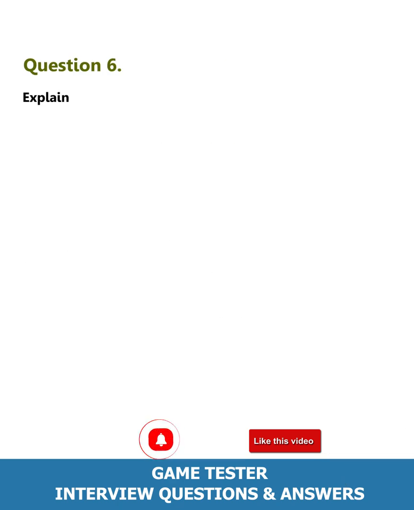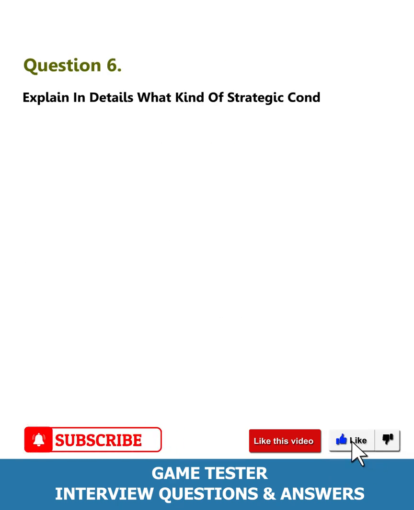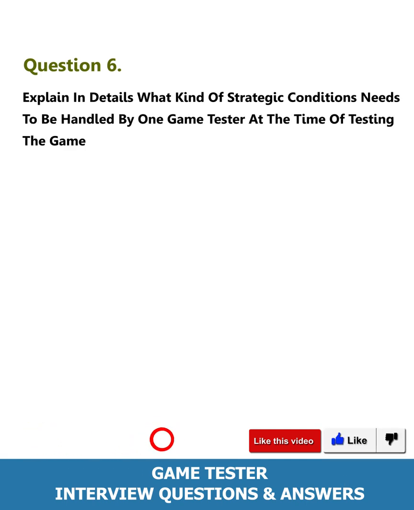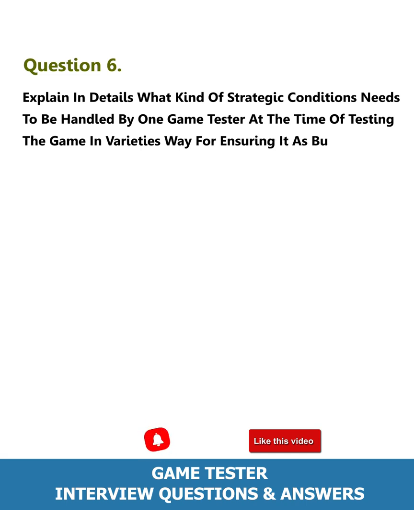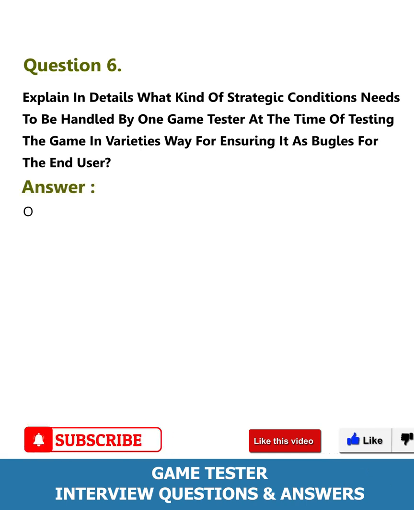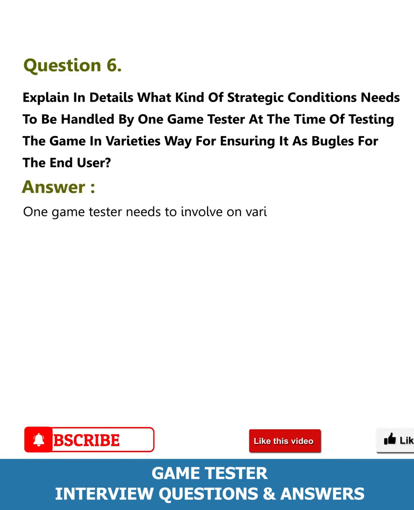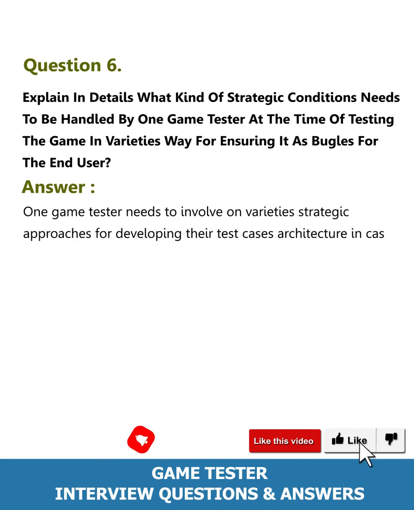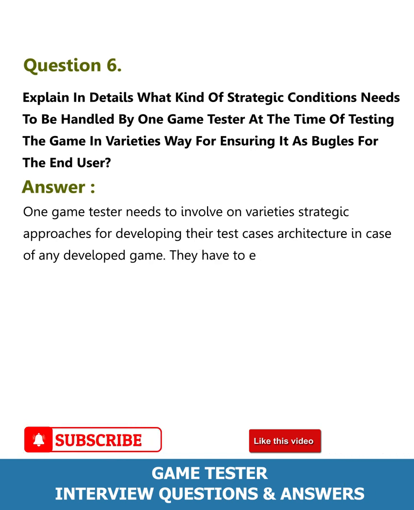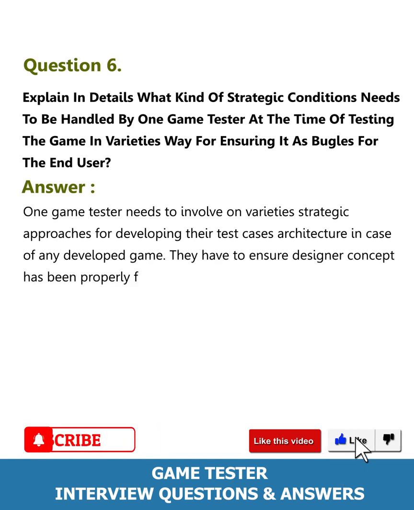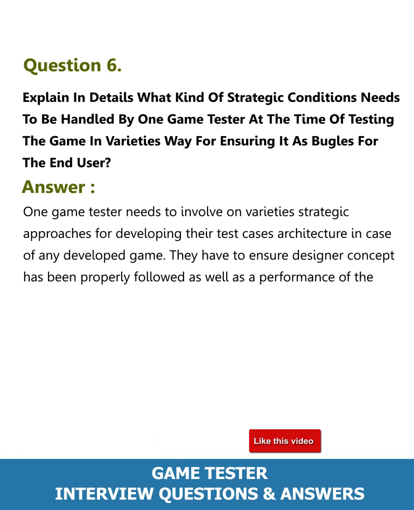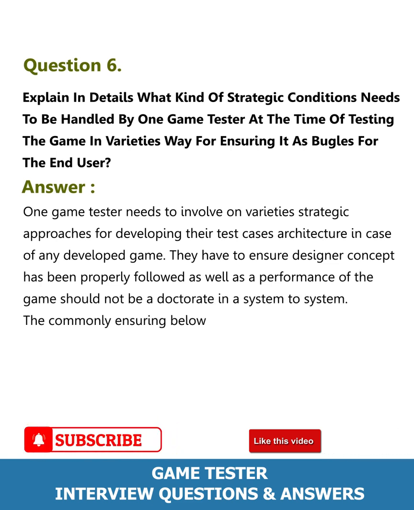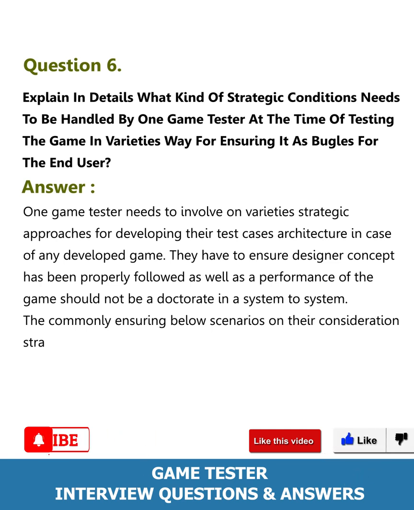Question 6. Explain in detail what kind of strategic conditions need to be handled by a game tester when testing the game in various ways to ensure it is bug-free for the end user. Answer. A game tester needs to be involved in various strategic approaches for developing their test case architecture for any developed game. They have to ensure the designer's concept has been properly followed, and that the performance of the game does not deteriorate from system to system. They commonly ensure the scenarios below in their consideration strategies.